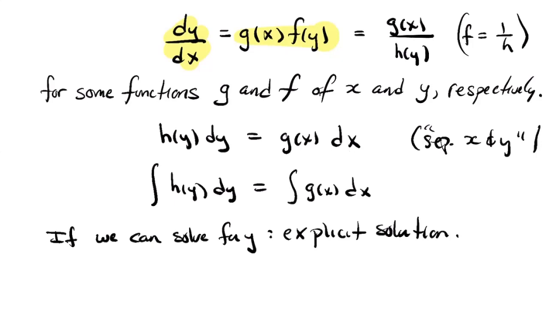That's like example 1. If not, then we get an implicit solution. Okay, if we have an initial condition, we use it to determine the value of the constant. Let's look at a couple of examples.